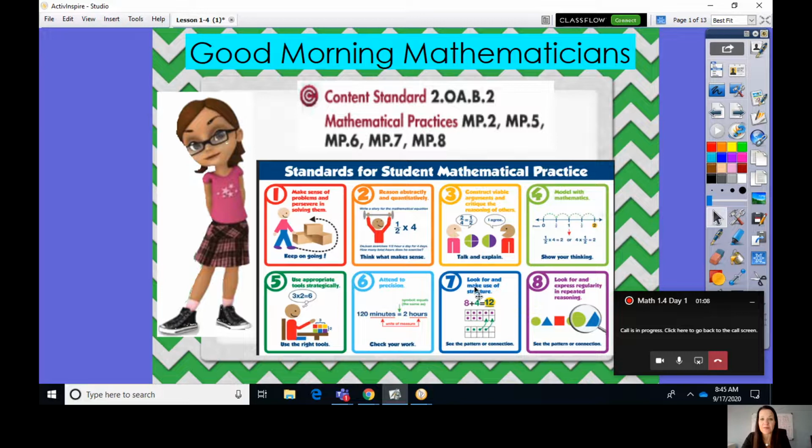Practice 7, look for and make use of structure. Look for the patterns or connections. This is a big part of our lesson today. And math practice 8, look for and express repeated reasoning and see how the patterns connect also. So that's all part of our lesson today.